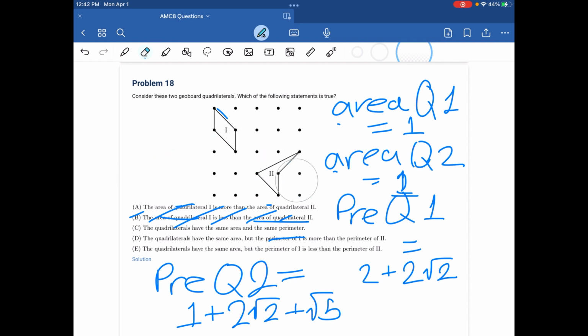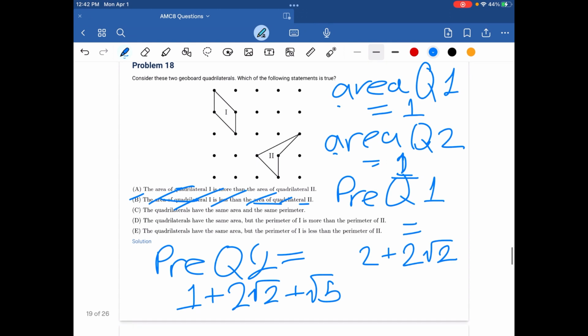Okay, good. Now we can look at our answer choices. Answer choice C says that quadrilaterals have the same area and the same perimeter. This is obviously not true because this over here, just scroll down, this over here is not the same as this, okay? So C is wrong.